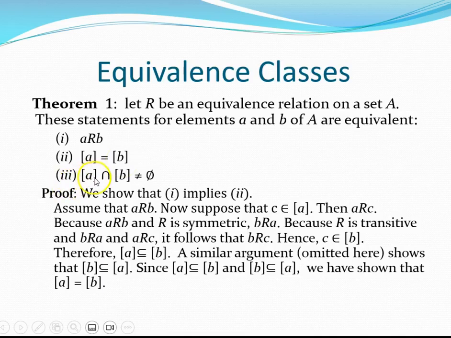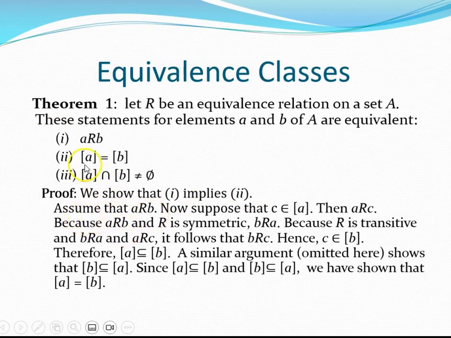Third, the intersection of the class of a and the class of b is not empty. The proof consists of these implications: 1 implies 2, 2 implies 3, and 3 implies 1. How do we show that 1 implies 2?